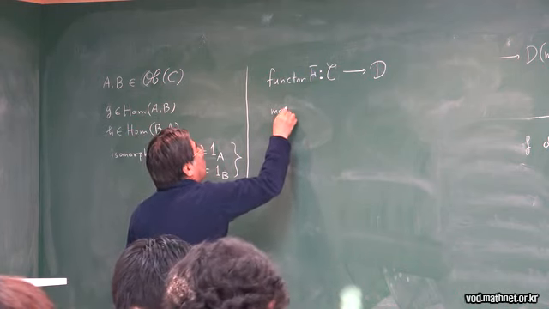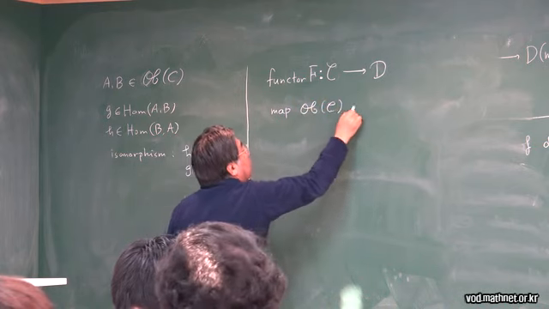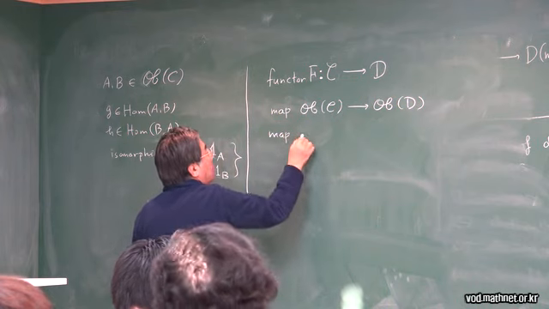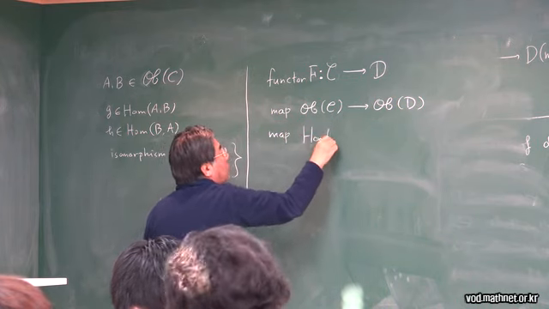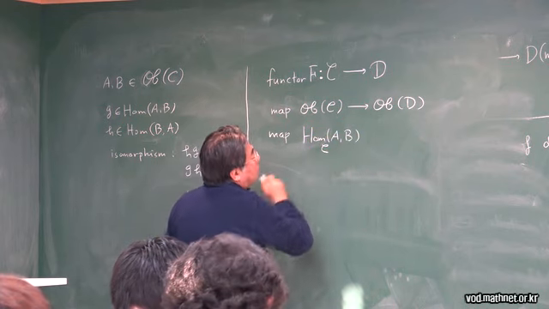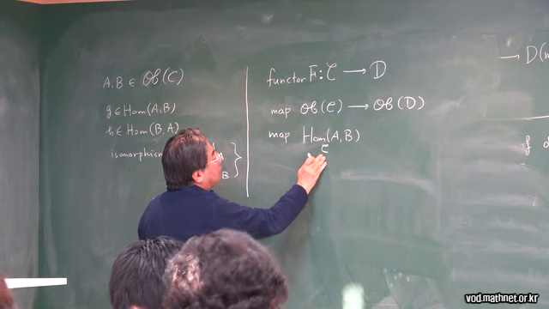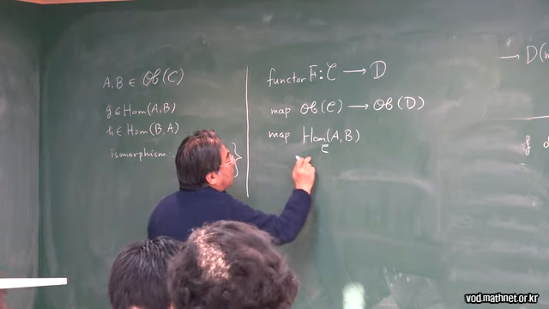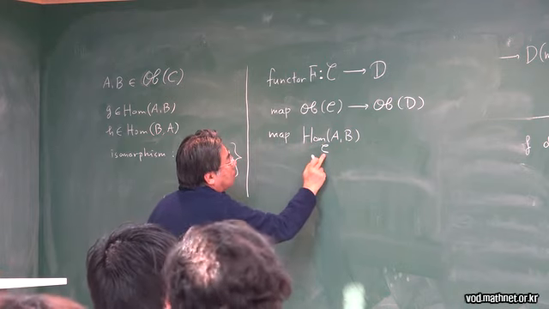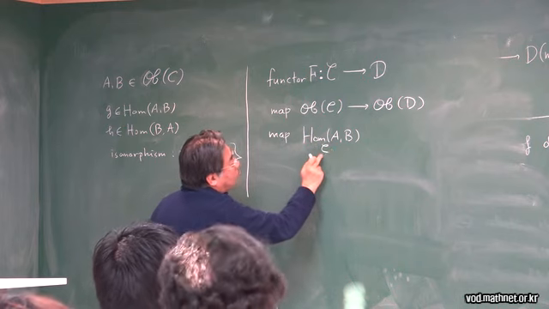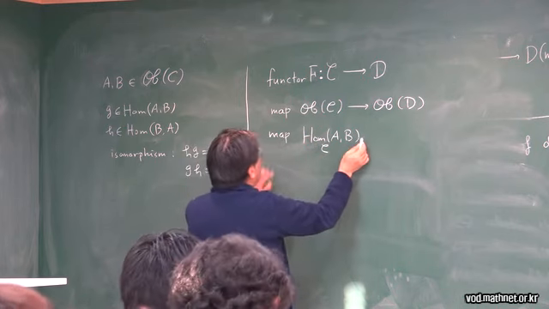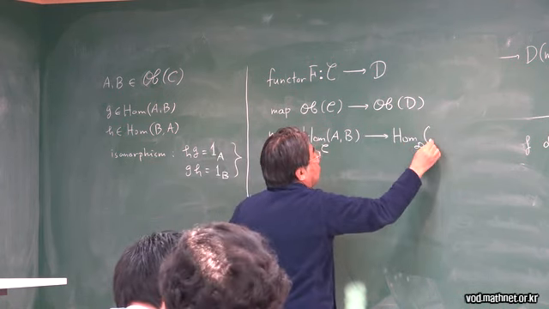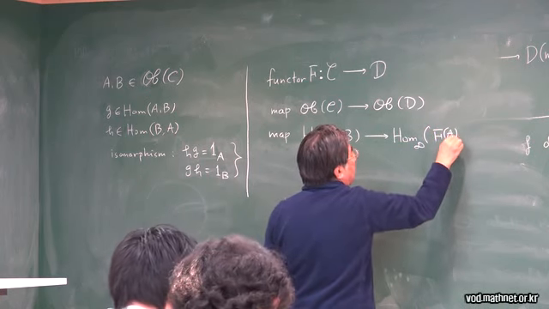So this is a map from objects of C to objects of D, and also a map from Hom sets, Hom(A, B), if A and B are objects of C. In the case where I need to specify the category, I put C here. So it is a map from arrows to the images.